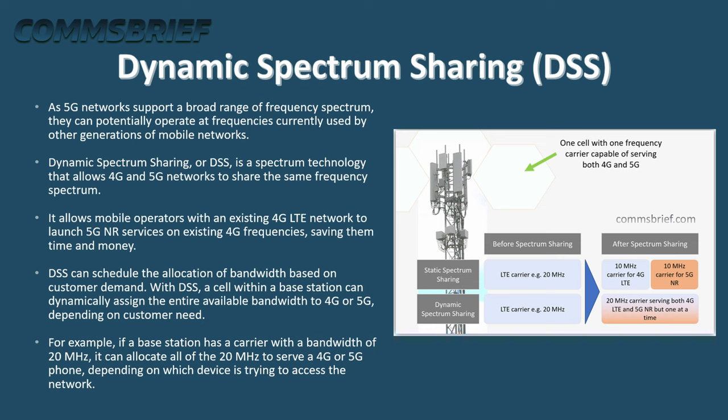DSS can schedule the allocation of bandwidth based on customer demand. So with DSS, a cell within a base station can dynamically assign the entire available bandwidth to 4G or 5G depending on customer need. For example, if a base station has a carrier with a bandwidth of 20 MHz, it can allocate all of the 20 MHz to serve a 4G or 5G phone depending on which device is trying to access the network.